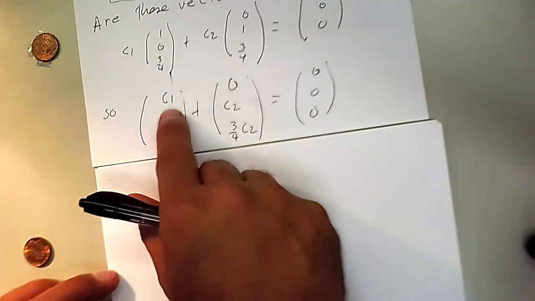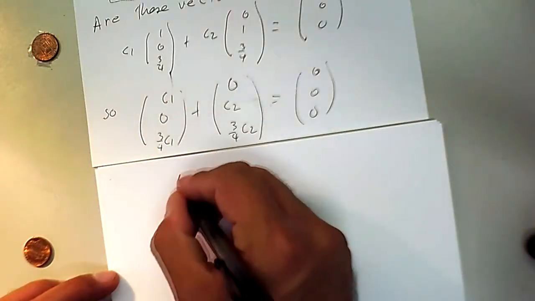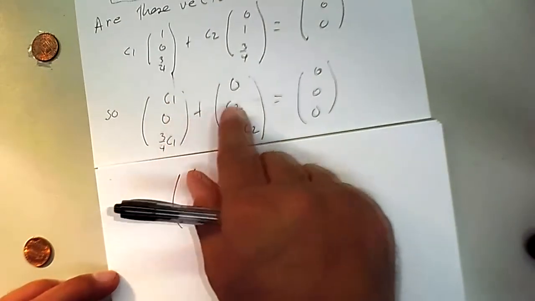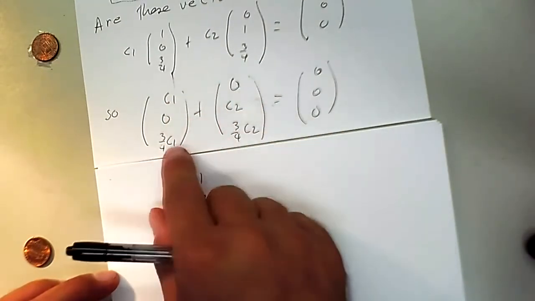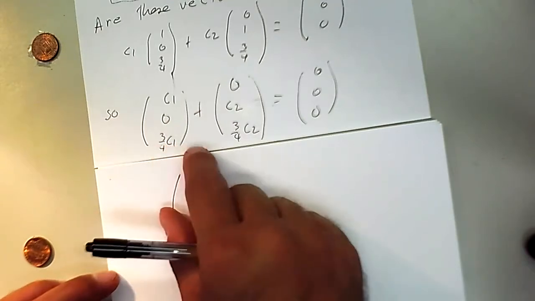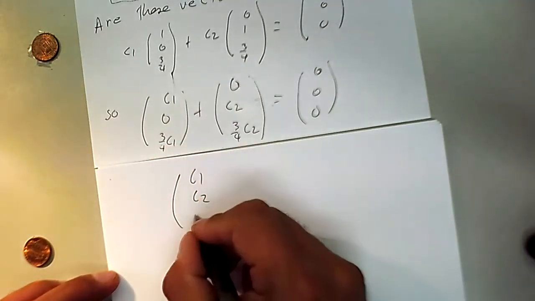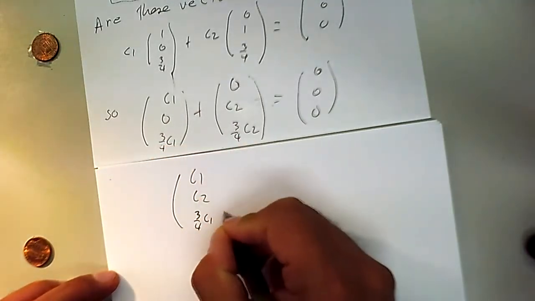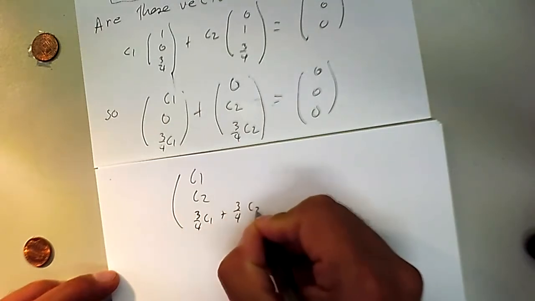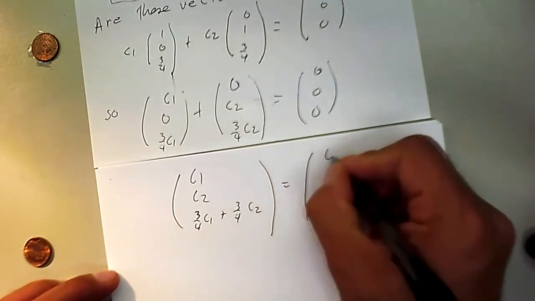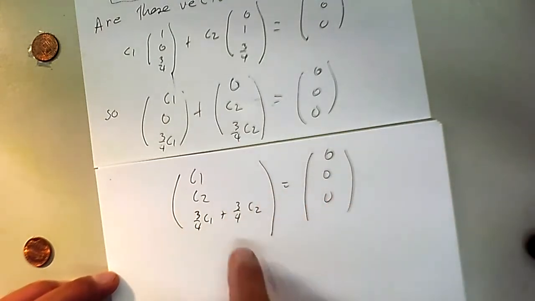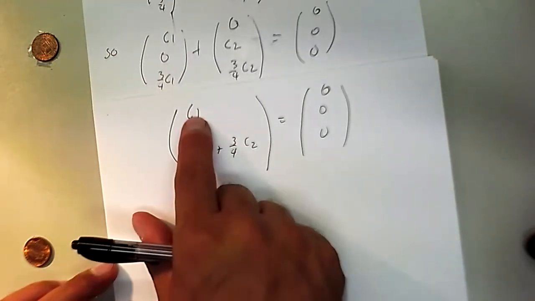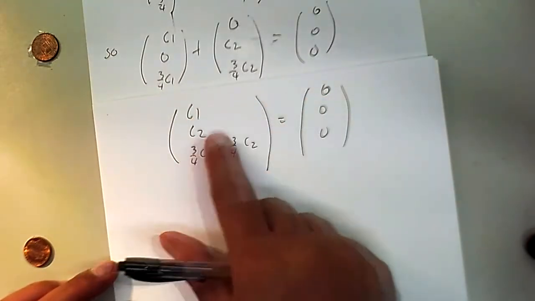Then we have C1 plus 0, so that is C1. 0 plus C2, that is C2. And 3/4 C1 plus 3/4 C2 equals 0, 0, 0. But that means that C1 has to be 0 and C2 has to be 0.